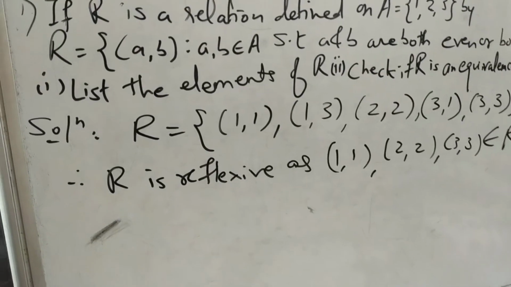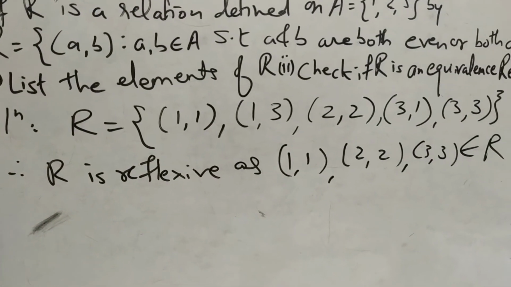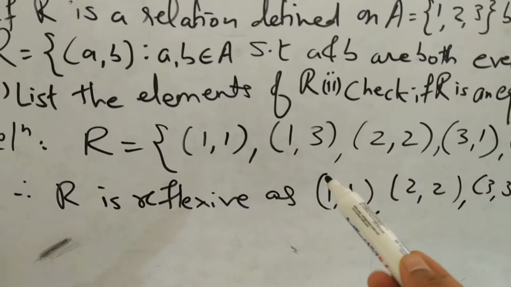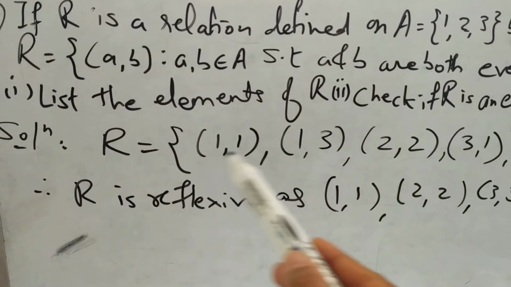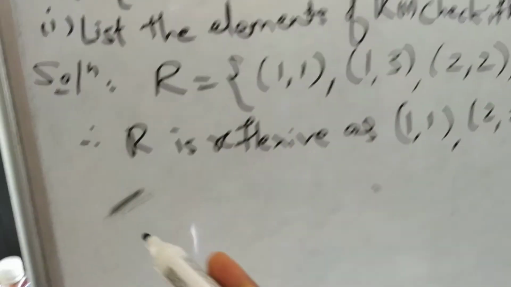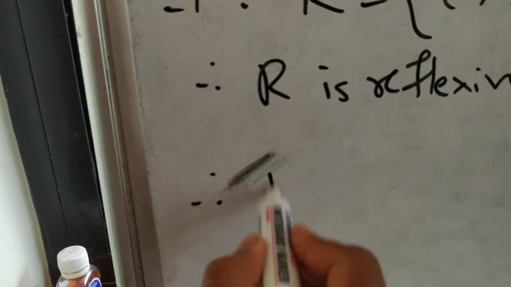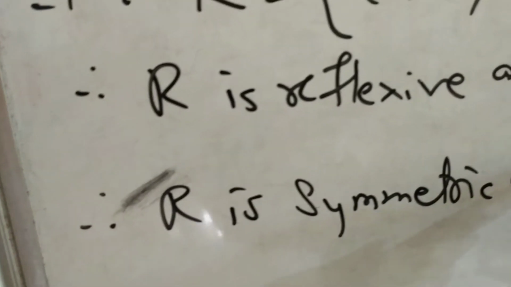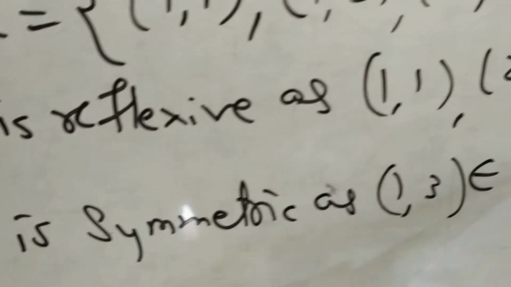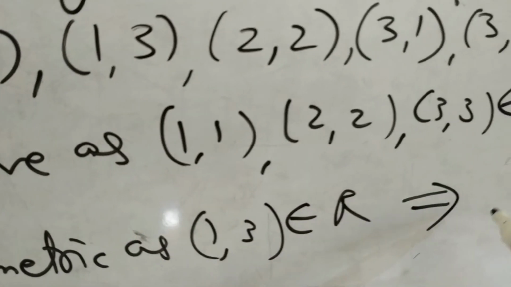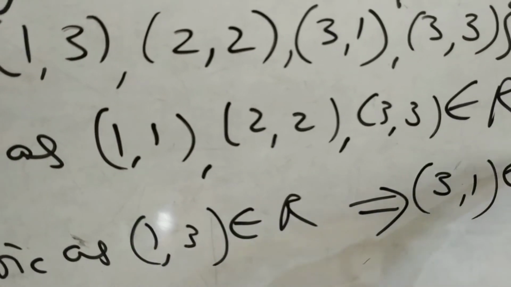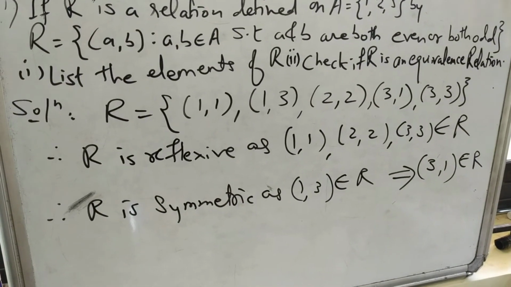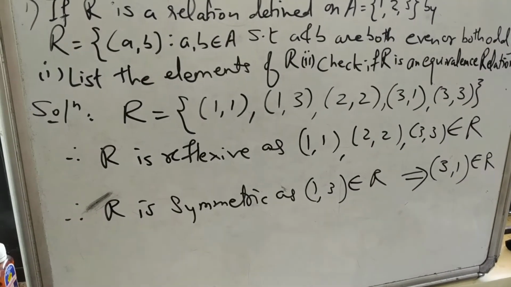Now let us check whether this relation is symmetric or not. Yes, R is symmetric as (1, 3) belongs to R implies (3, 1) belongs to R. So we write here: R is symmetric as (1, 3) belongs to R implies (3, 1) belongs to R. Therefore, R is symmetric. Now let us check whether R is transitive.